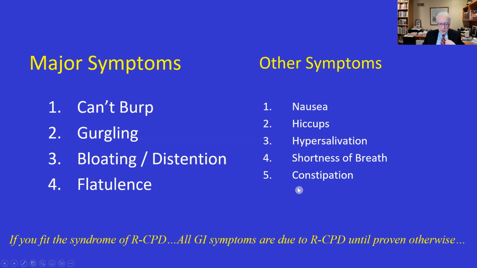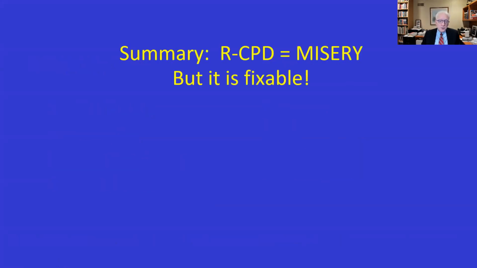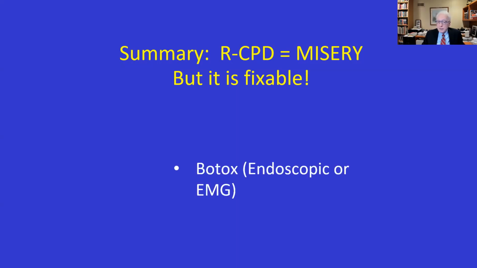This gives rise to my little adage, which is if you fit the syndrome of RCPD, all of your GI symptoms are due to RCPD until proven otherwise. Everything from top to bottom, all the way from can't burp to constipation. So in summary, RCPD is a remarkable disorder. It's absolute misery, but it is fixable. And the two ways to fix it are Botox, and you can do that either endoscopically or via EMG in the office, and myotomy. Those are the only two ways that I know of so far to fix this. So there's a quick summary.